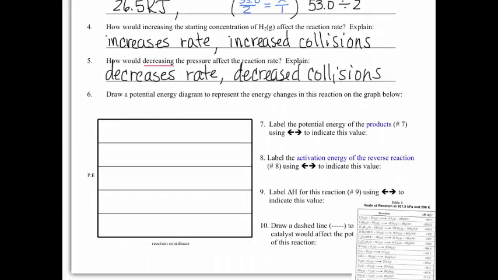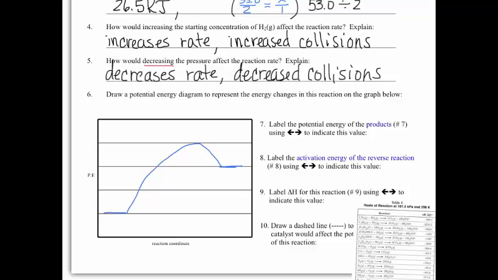All right, number 6. Draw a potential energy diagram to represent the energy changes in this reaction on the graph below. So you need to have properly identified delta H in your reaction in order to know how to draw your potential energy diagram. Your potential energy diagram for this one, since delta H is positive, means that you're going to be going from a low potential energy to a higher potential energy. And then, of course, when you connect the two, you need that hump to represent the activation energy.